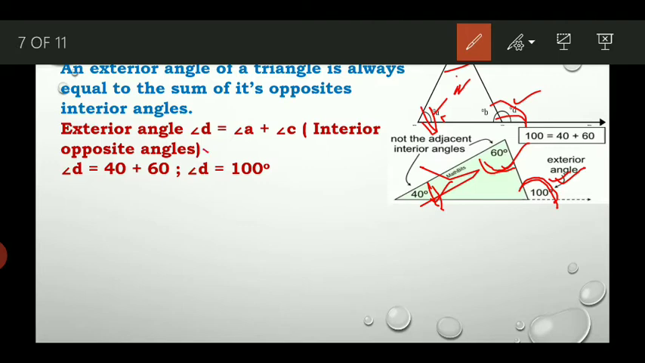Okay, so if you see this, what is it telling? Angle D is equal to angle A plus C. Suppose this is A and this is C, so A plus C is equal to angle D.